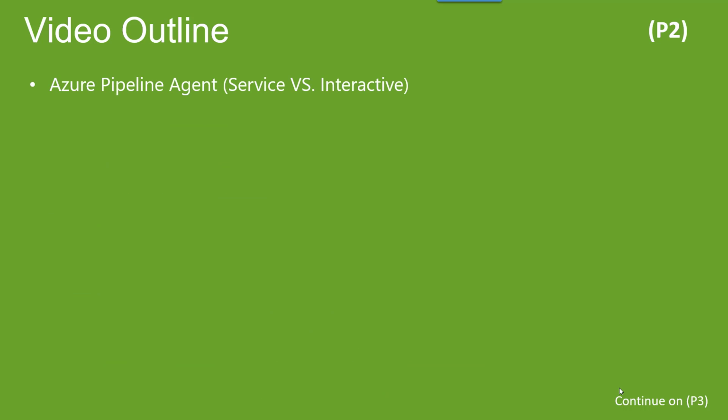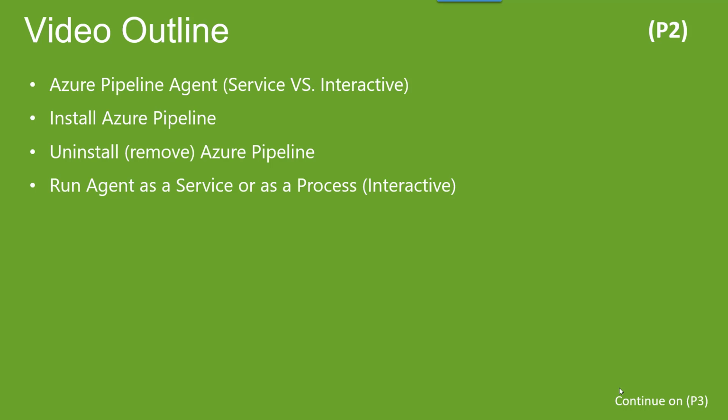Then after that, we will start talking about the difference between the agent running as a service and the agent running as interactive, so we can understand how we configure that and what is the deep difference between them. After that, we will see how to install Azure Pipelines agents and how to even install multiple agents on the same machine. Then how to uninstall or remove the agent. After that, we'll talk about how to run the agent as a service or as a process, which is the interactive mode. So we will see that.